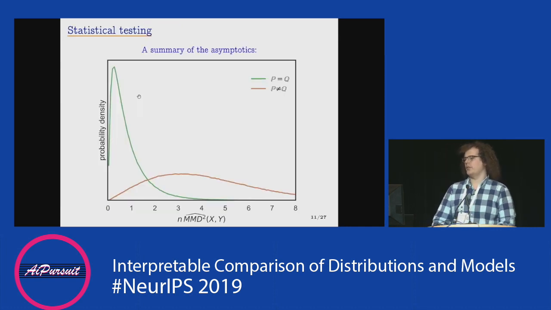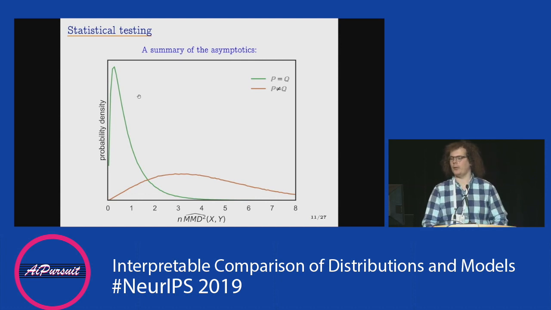So this is just summarizing what I just showed you. We have two cases for the asymptotics, right? In the case where the distributions are different, we have a normal. In the case where they're the same, we have this mixture of chi-squared. Now what do we do with this information that we just did a bunch of math to find out?